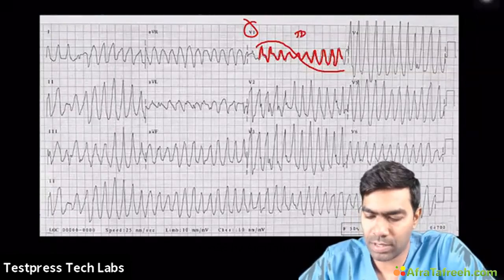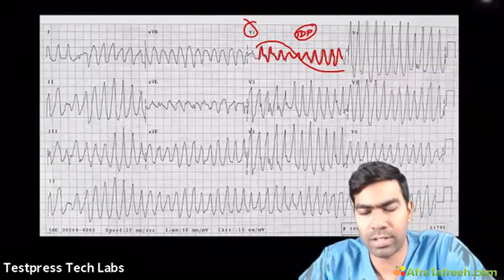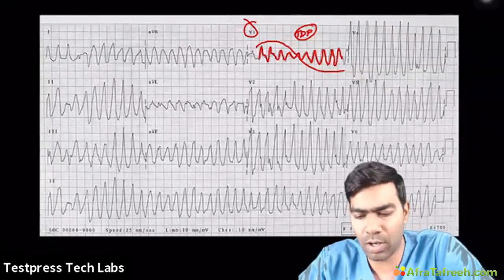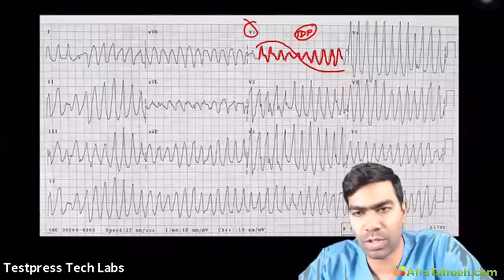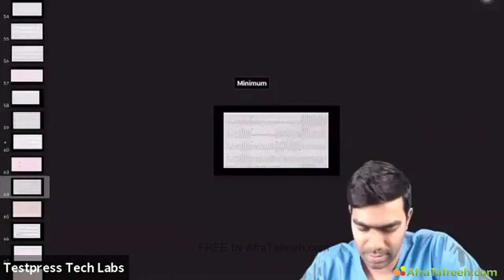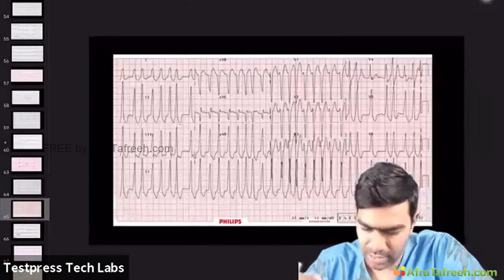So this is a typical sign of a twisting of axis called Torsades de Pointes. So very likely it will be a long QT, and if the patient is stable, the treatment of choice will be magnesium sulfate in this setting. And this we have discussed already.